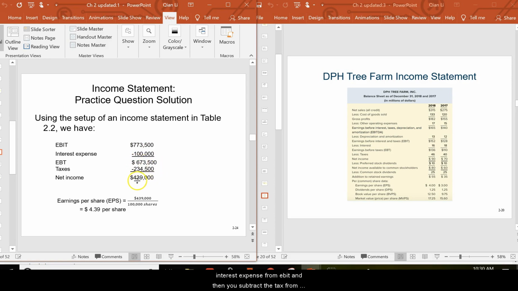Your final result is $439,000 divided by 100,000 shares outstanding. So per share, the company's EPS is $4.39. So that's a simple example of calculating the company's EPS.